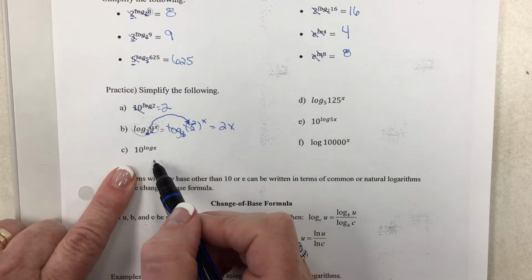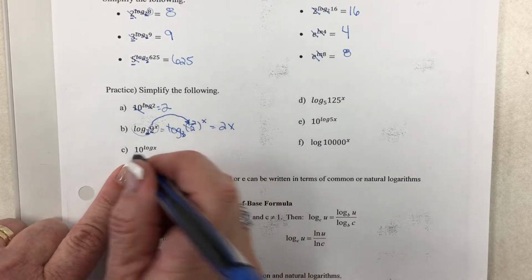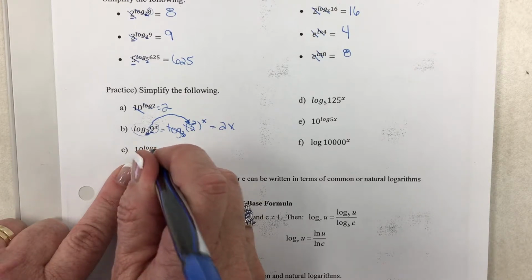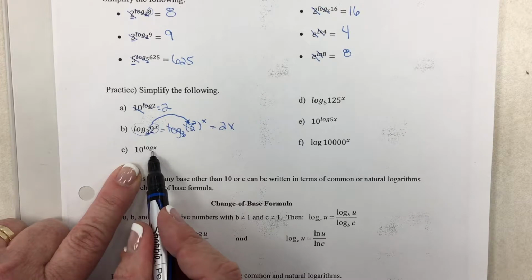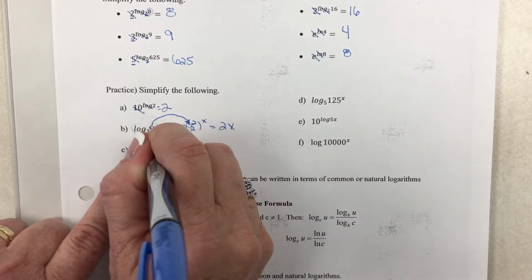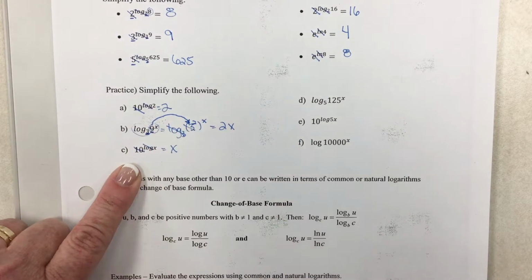Okay, let's look at C. Base 10 raised to the log, and that's a common log of x. What's the base of that logarithm if it's not written? Those are the same. I'm just left with x.